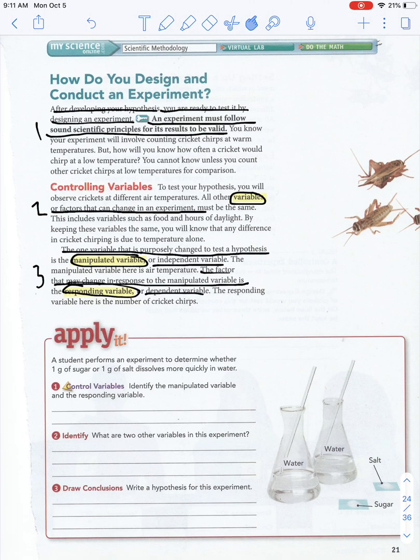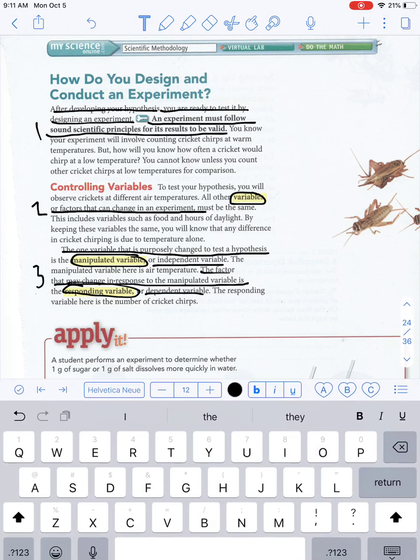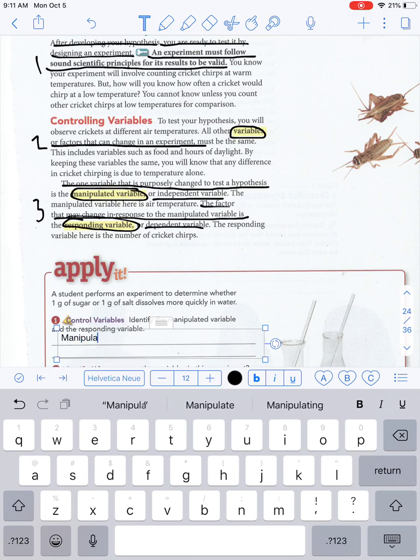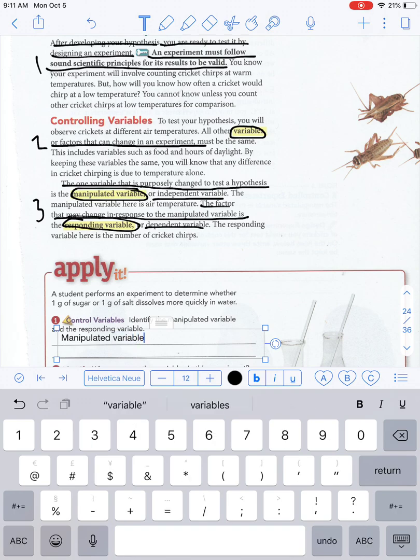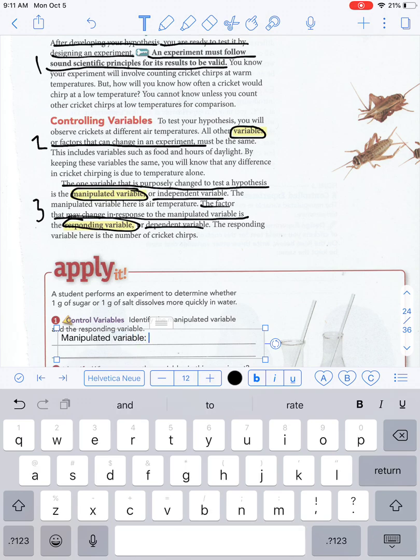Let's take a look at our Apply It box. A student performs an experiment to determine whether 1 gram of sugar or 1 gram of salt dissolves more quickly in water. So we need to 1. Control variables. Identify the manipulated variable and the responding variable. So what would be the manipulated variable? The thing that changes. This is the variable that changes. Yep, this one is whether we have sugar or salt.